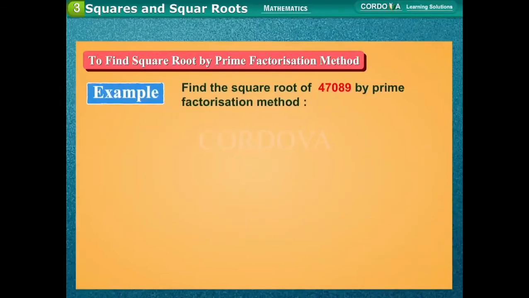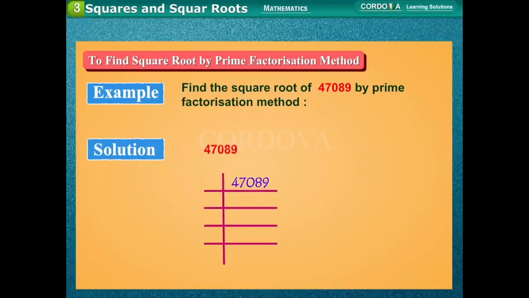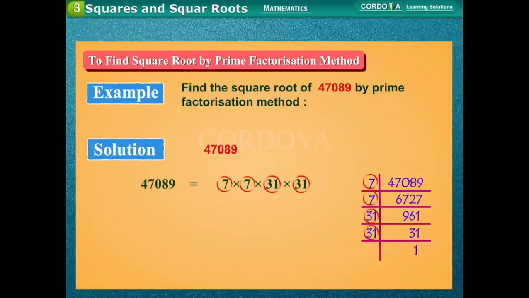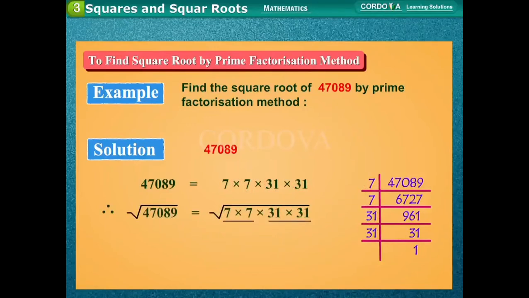Example: find the square root of the following numbers by prime factorization method. 47089. Solution: 47089 divided by 7 is 6727, 6727 divided by 7 is 961, 961 divided by 31 is 31, 31 divided by 31 is 1. So 47089 is equal to 7 into 7 into 31 into 31. Therefore, square root of 47089 is equal to 7 into 31, which is equal to 217.